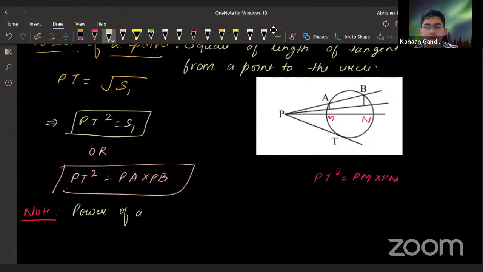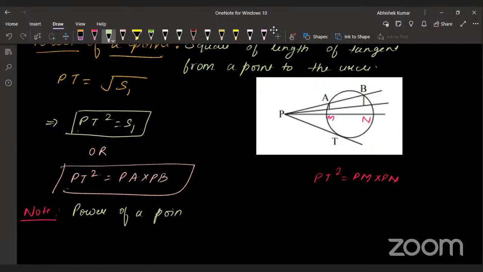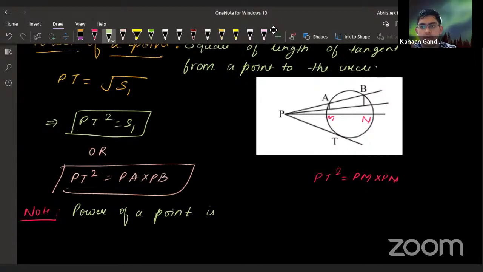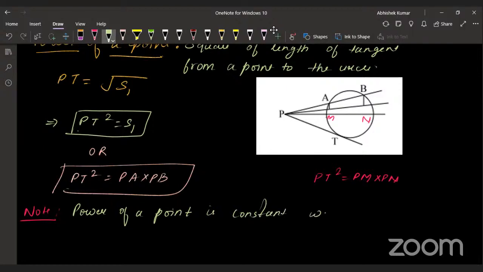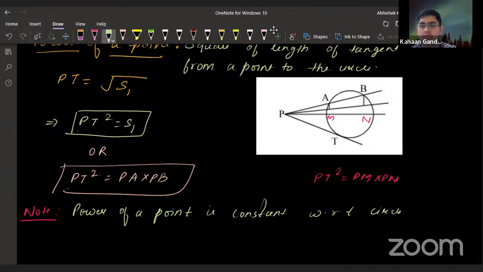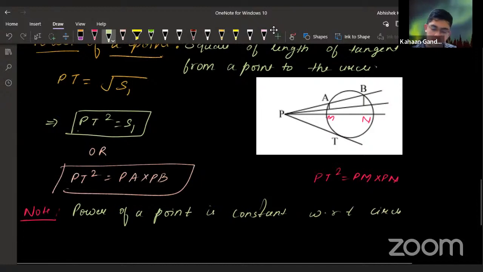Sir, I did not understand this power of a point much. It's basically the square of length of tangent. Square of length of tangent is constant here. So don't go by the literal meaning that power means something powerful. It's not like that. Okay. Clear? The square of length of tangent is called power of a point.